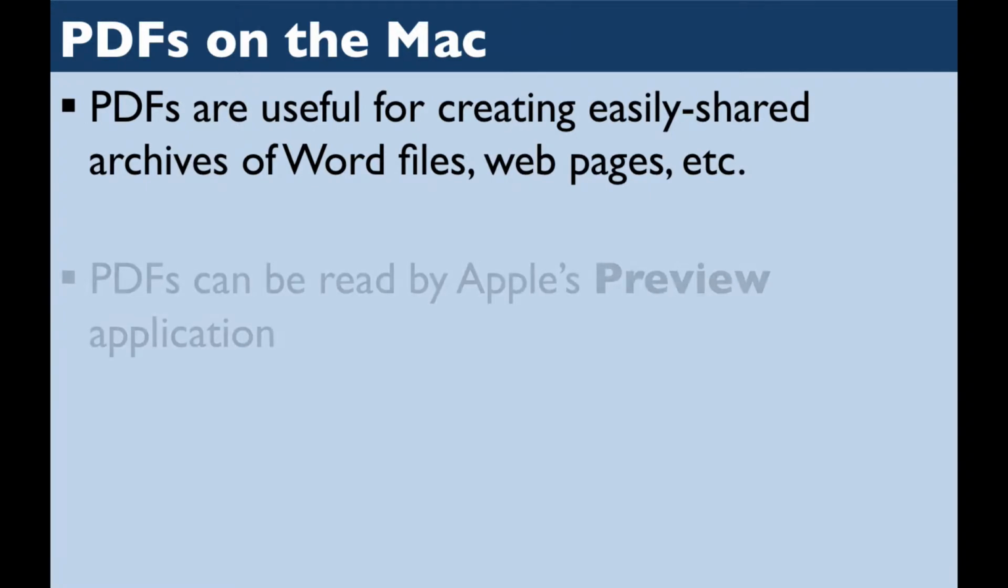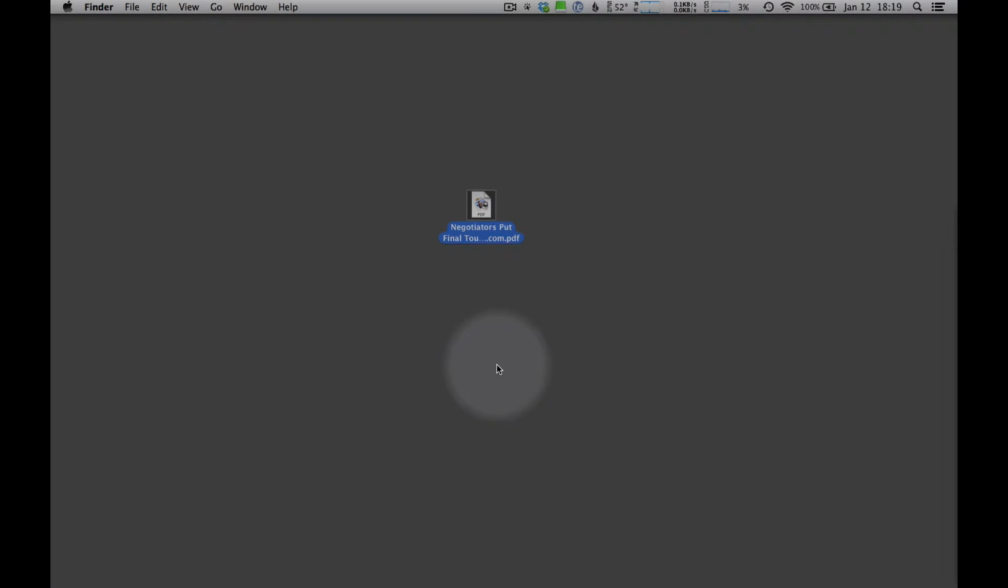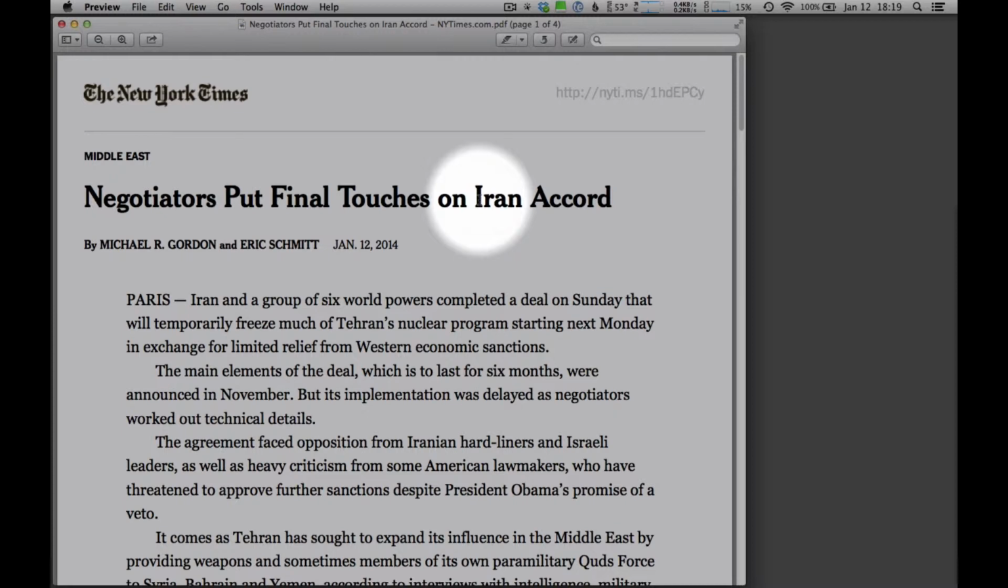So how do you read a PDF file? For a long time, Apple has supported the use of PDFs on the Mac. Although users can download Adobe's Acrobat Reader to view PDFs, Apple's own Preview application is probably a better choice for most users. It's the default PDF viewer on the Mac, and it will automatically launch when you double-click on a PDF file.